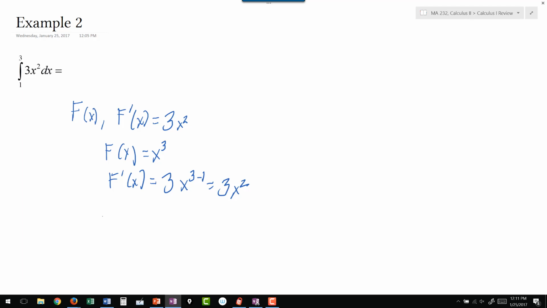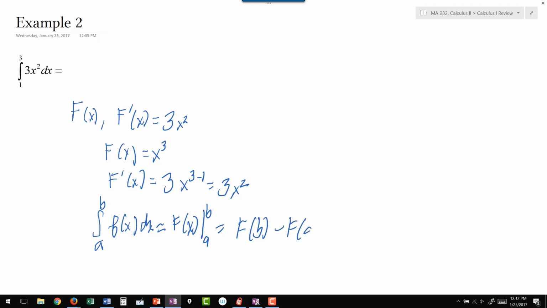So let's remember what the fundamental theorem of calculus says. If we have to find the integral from a to b of some function, little f, then that's the same as an antiderivative for little f evaluated between a and b. In other words, capital F of b minus capital F of a. So we have found the capital F in this case. All that remains is to plug it in using the fundamental theorem.